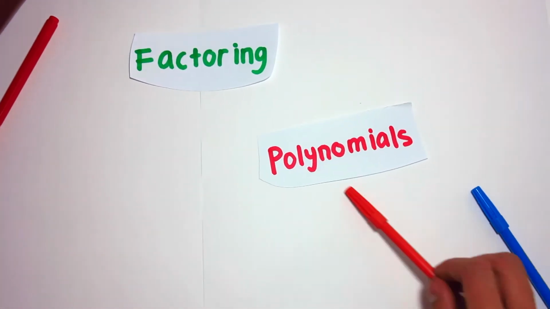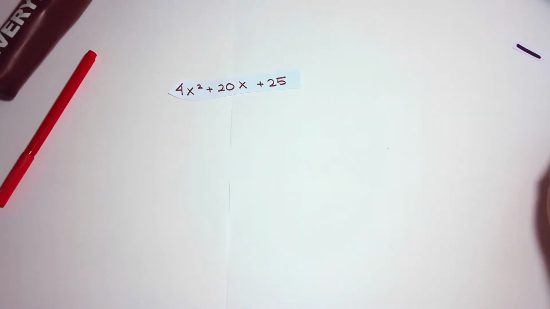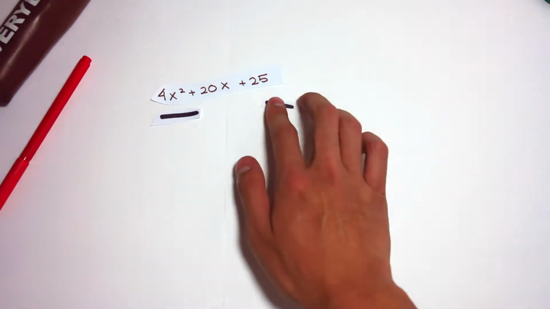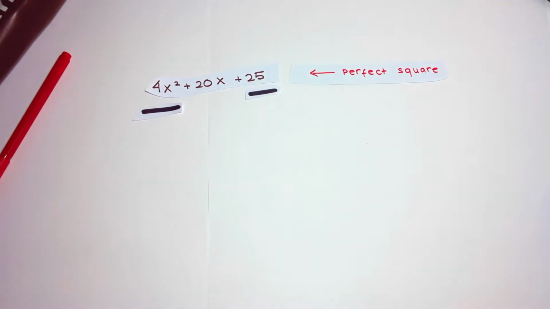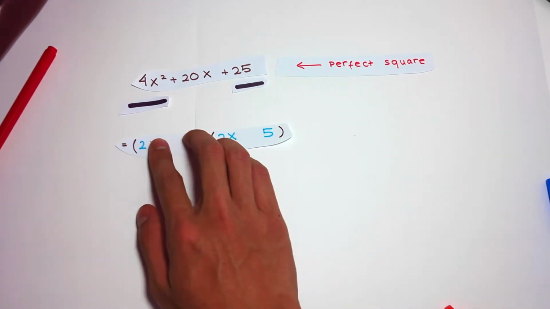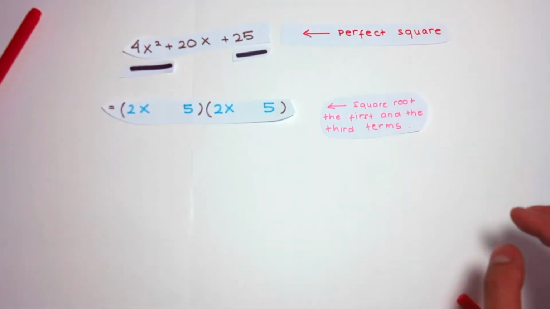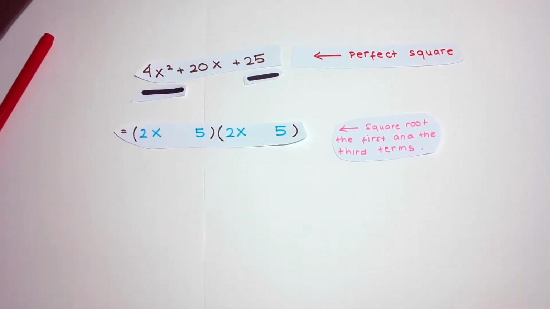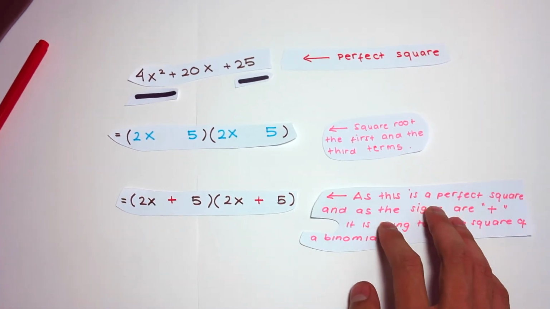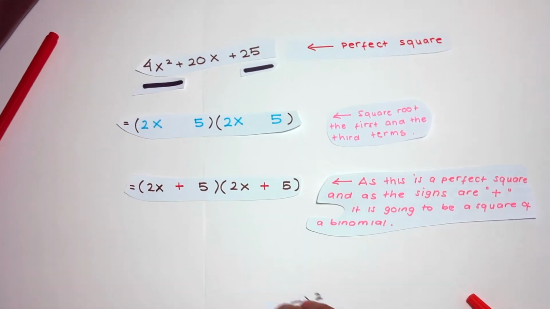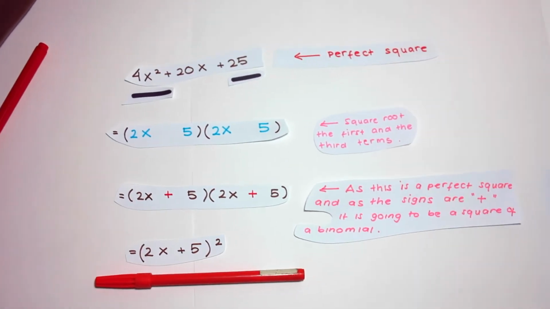Factoring polynomials. You can see that the first term, 4x squared, and the third term, 25, are perfect squares. Now when you write these out, you take the square root of the first term and the third term. Then you need to add the signs. Since this is a perfect square, the signs are both pluses. So your final result is 2x plus 5 squared.